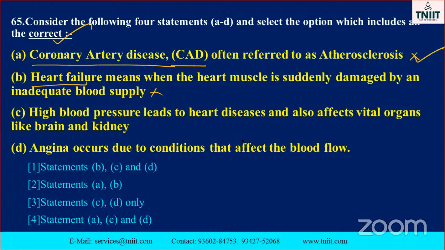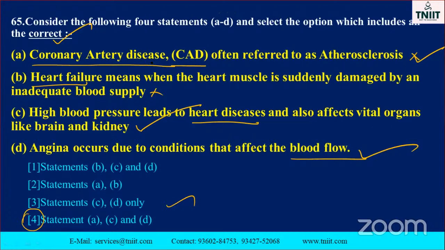Okay. Heart failure, it's not like that. Only the correct answer they asked, isn't it? High blood pressure leads to heart disease. Definitely it also affects the vital organs, the brain and kidney. This is also correct. So A and C are correct. The last one: angina occurs due to a condition that affects the blood flow. Okay, which one is wrong? B only is wrong, and A, C, D is the correct answer. The fourth option is the correct answer. This is a confusion. Okay.